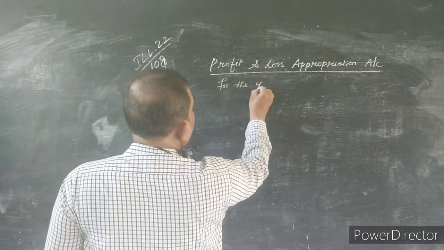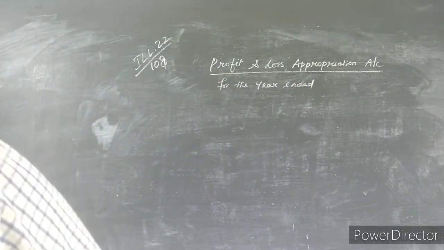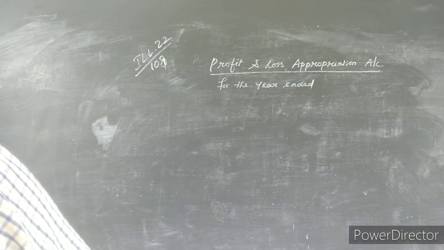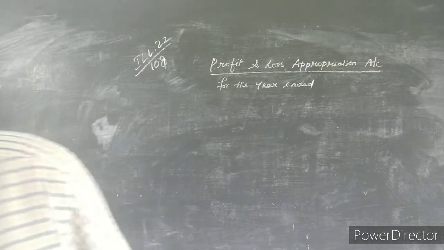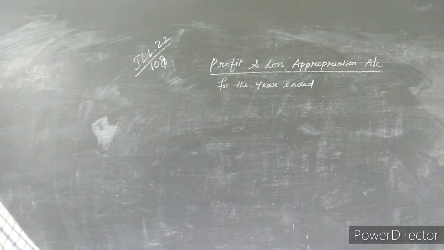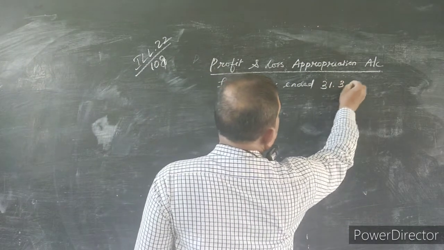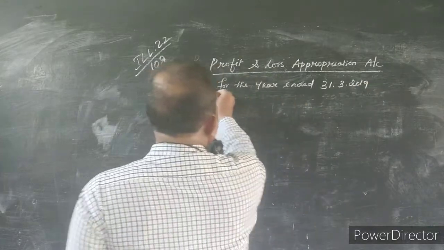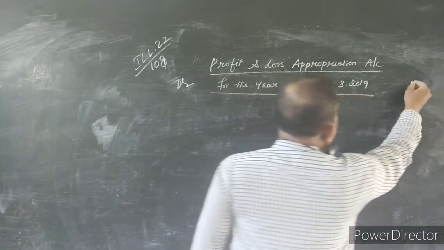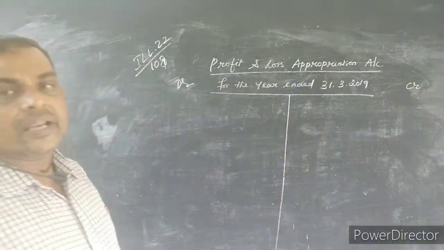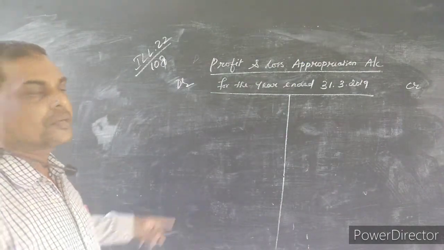for the year ended. What is the year ended he has given? That is 31st March 2019, because they have contributed on 1st April 2018, which means the closing year is 31st March 2019. So this is the debit side, Dr, this is the credit side, Cr. On the debit side, as per the format, three items will come: interest on capital, partner's salary, partner's commission.